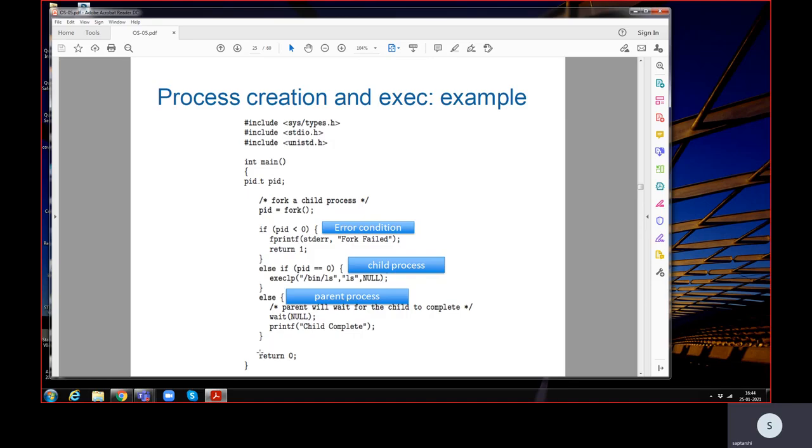So this is a complete example which links fork, exec, wait, and so on. And the example in the previous slide showed us the relationship between wait and exit.